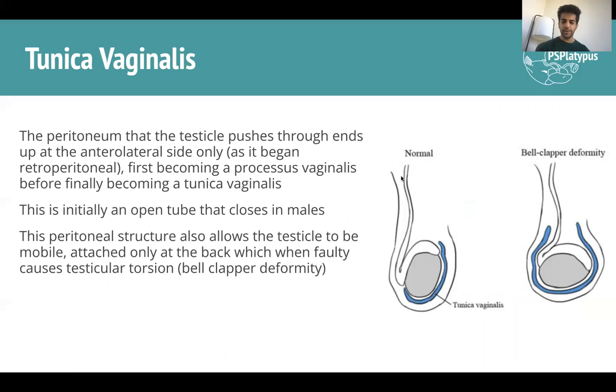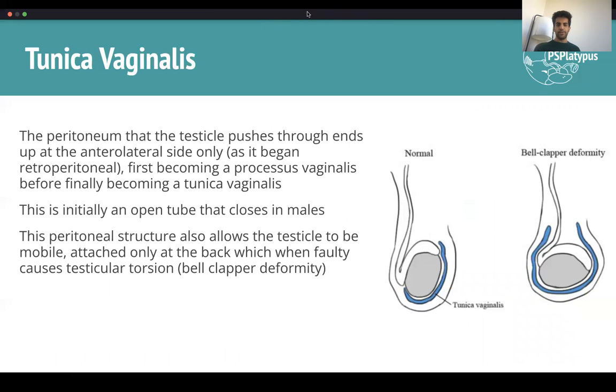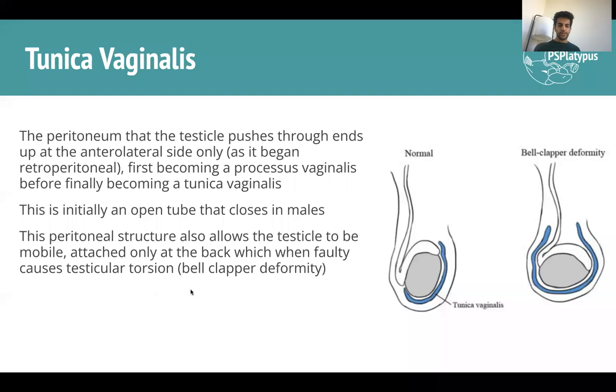Now, this confused me a lot, but I think if you walk through it, it should make sense. This thing called the bell clapper deformity. But before that, we need to understand the tunica vaginalis. So, let me get my pen again. Hopefully this works. Okay, so you have your peritoneum. This is the bottom of the peritoneum, and your testes are coming down, attached to the gubernaculum, right? This is anterior, this is posterior.